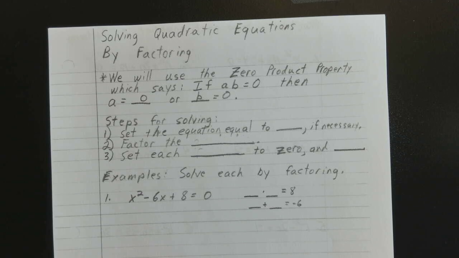Now, so does that make sense? If you're multiplying two numbers together and the answer is 0, then one of those numbers, those factors, has to be 0. That's what we're going to use.